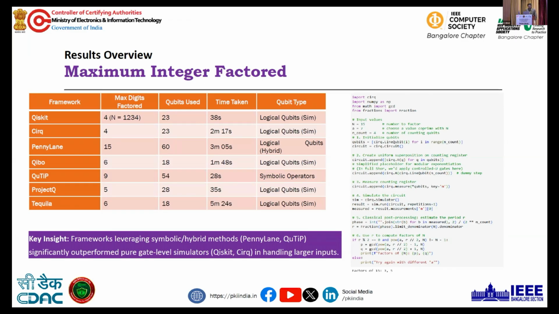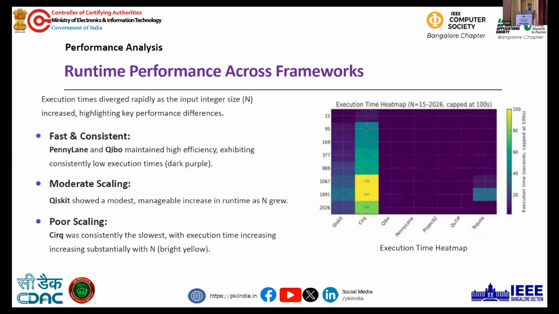Qiskit and Cirq, which are closer to hardware implementation, only managed 4-digit numbers. This clearly shows that symbolic or hybrid approaches are better at scaling, at least at the simulation level. So, moving to the next slide.